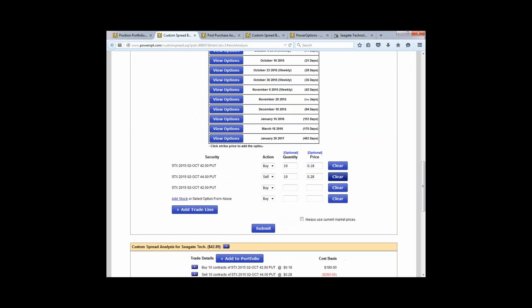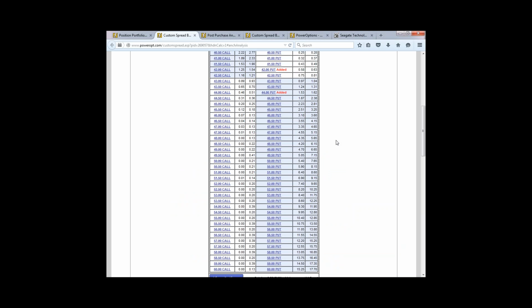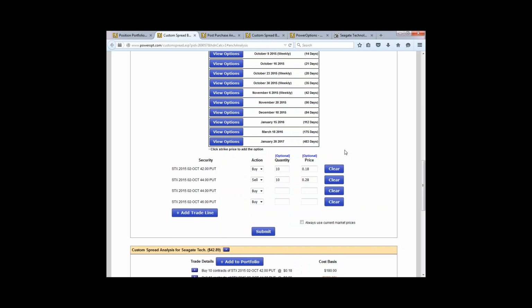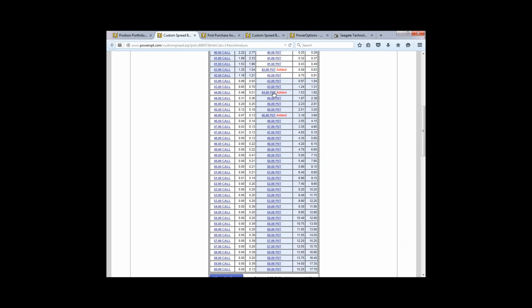Oops, no, I'm sorry, I clicked the wrong one. I may add more of the short options here and almost create a debit, a butterfly debit, by buying 46 puts. Is that going to work? I don't think so, but let's see. So what would I do here? I'm going to sell to open 10 of the 44 puts, 10 more. I already have sold 10.